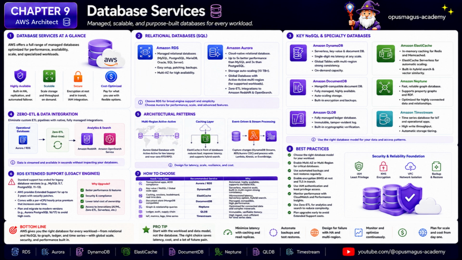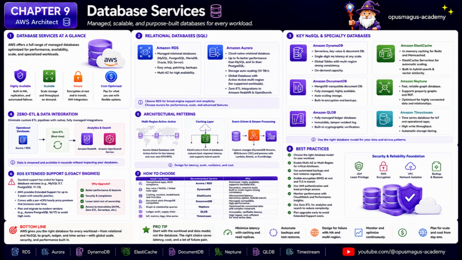Neptune is AWS's graph database. It is designed for highly connected data, where relationships are central to the workload. Examples include fraud detection, identity graphs, recommendation systems, knowledge graphs, network topology, and relationship-heavy analytics. A graph database becomes valuable when the question is not only, what is this record, but how is this thing connected to other things?